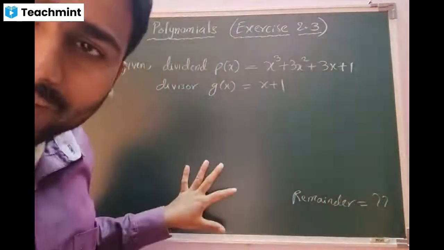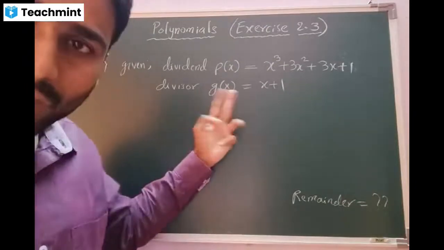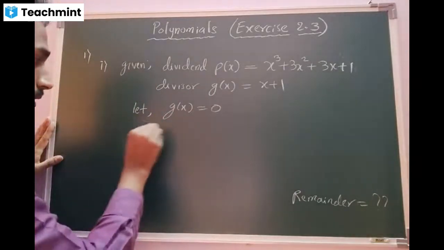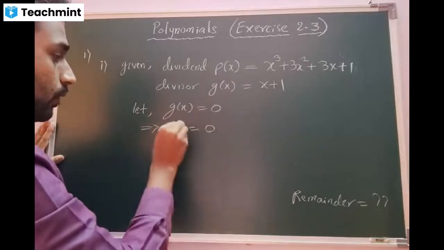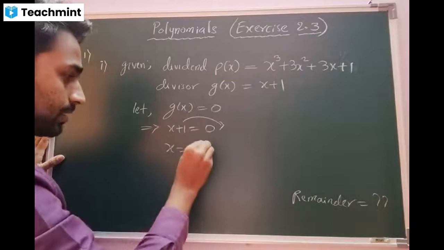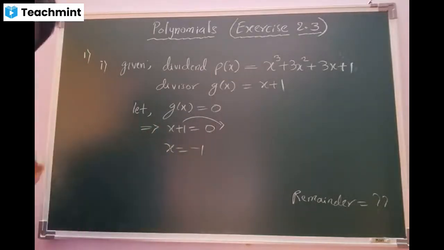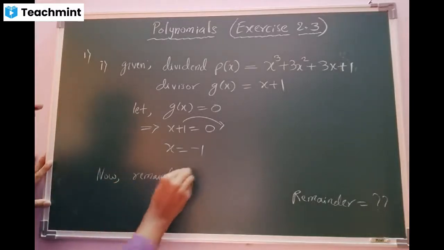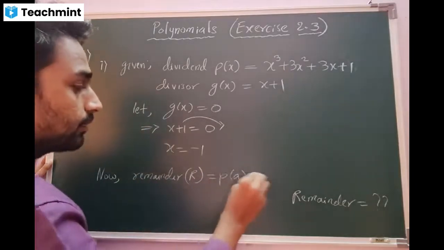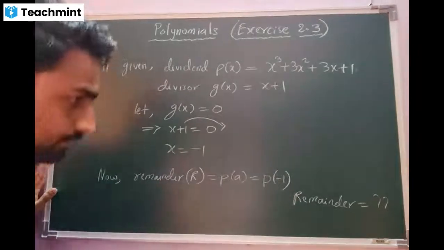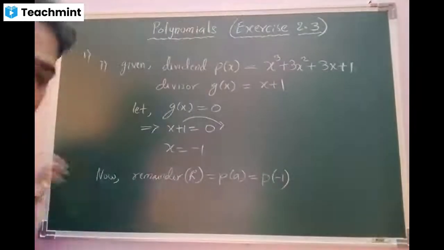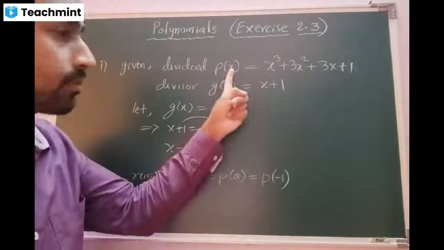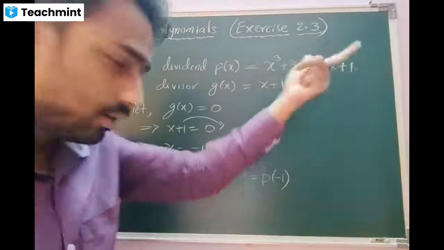Just now we have done it in the example. What is the procedure? Take the divisor, equate it to 0. First, we will write let g of x is equal to 0. This implies x plus 1 is 0. Let us solve it. x is equal to minus 1. Now remainder r is equal to p of a, it means p of minus 1. P stands for this, minus 1 stands for this. So wherever x is there in the dividend, substitute minus 1.